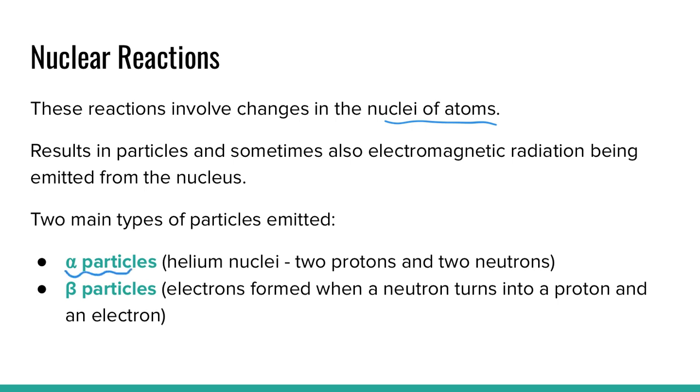The first is alpha particles, which is actually a helium nuclei. So that consists of two protons and two neutrons. Beta particles are the other type, and they are basically electrons that are formed when a neutron turns into a proton and an electron. So this will become important as we come up with reactions that we can write for these nuclear equations.